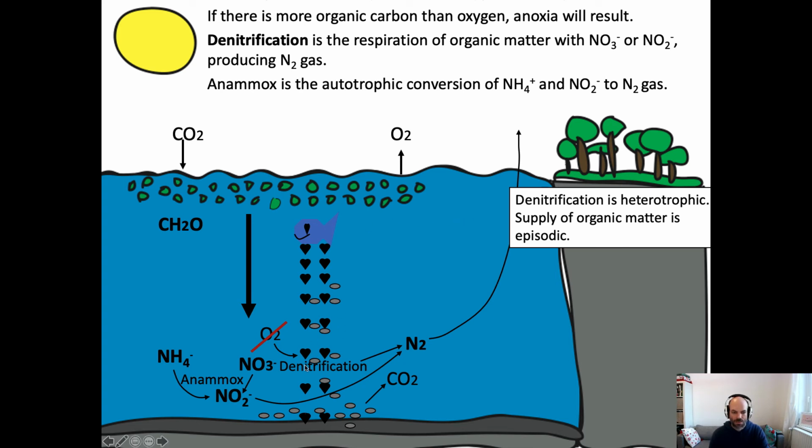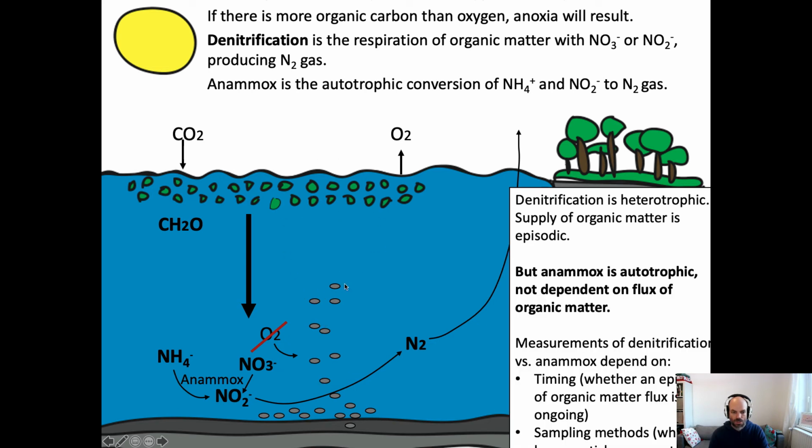I've said a couple of times now that denitrification is heterotrophic, and I can't overstate just how important that distinction is compared to anammox, which is autotrophic. That is, denitrification is dependent on the supply of organic matter from the surface. If you shut off that supply, if you no longer have a lot of organic matter being exported from the surface to the deep, then you will not have denitrification anymore. Denitrification really needs that flux of organic matter.